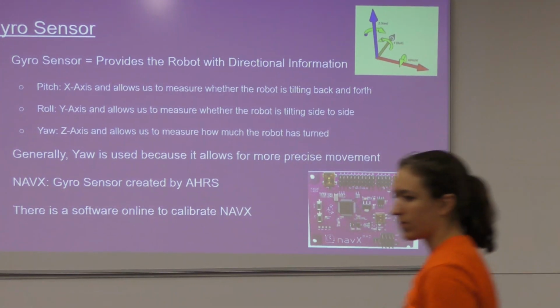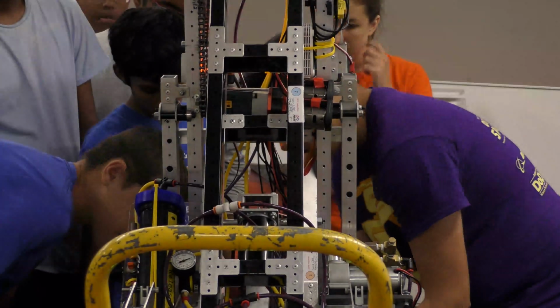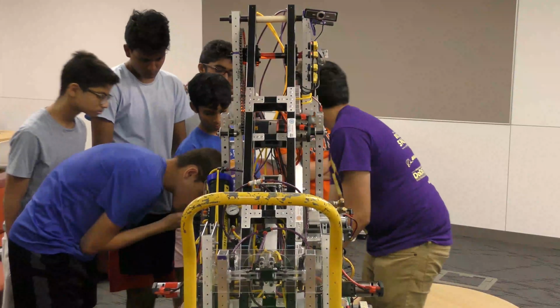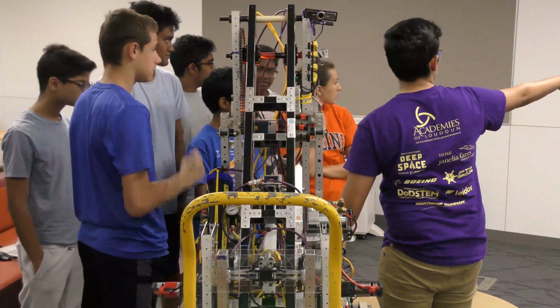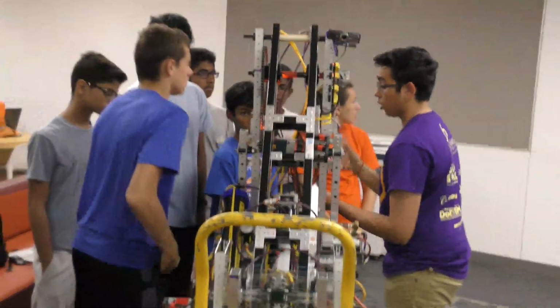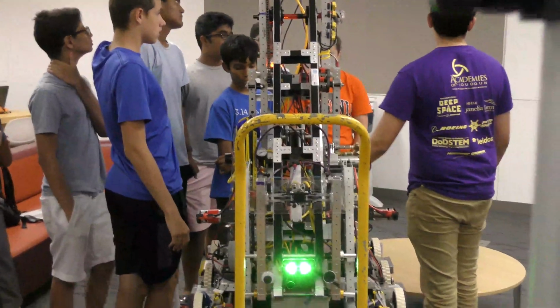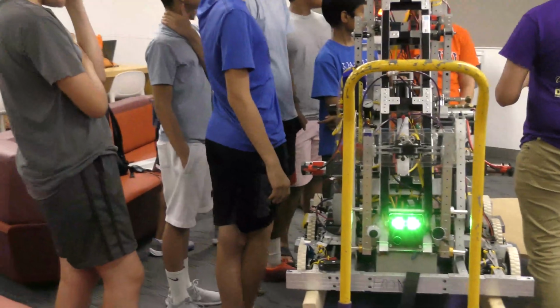So the NavX, or the gyro sensor, rests right on top of the roboRIO. And you can see it's covered in a blue case. But inside, it looks like the bottom picture over there. Essentially, it allows us to determine what direction we're facing, whether we're tilting back and forth or side to side. So there are three major axes that the gyro sensor records: X-axis, Y-axis, Z-axis, also called pitch, roll, and yaw.